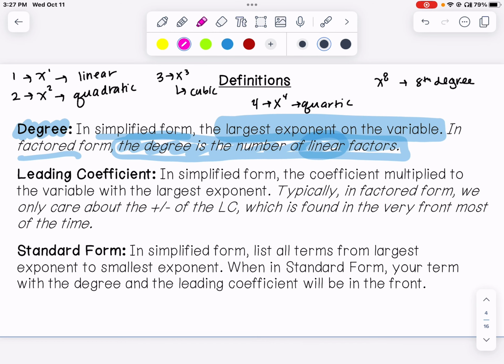The next thing then is the leading coefficient. The leading coefficient is a little misleading in its title because it's not always in the front. What's more important is that the leading coefficient is the coefficient that is multiplied to the variable with the largest exponent. So in simplified form, it's simply the coefficient that is multiplied to your degree.